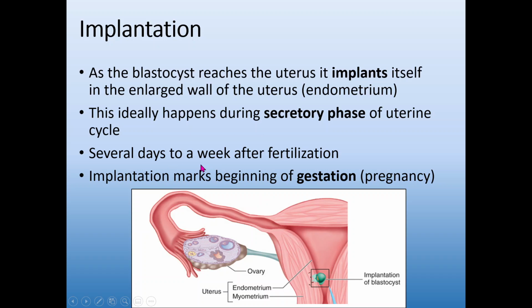Again, this is going to be several days to a little over a week for this implantation process to happen. Once implantation actually occurs, once that blastocyst has made contact and is attached to the endometrium, that is the beginning of gestation, which is the proper term for pregnancy.